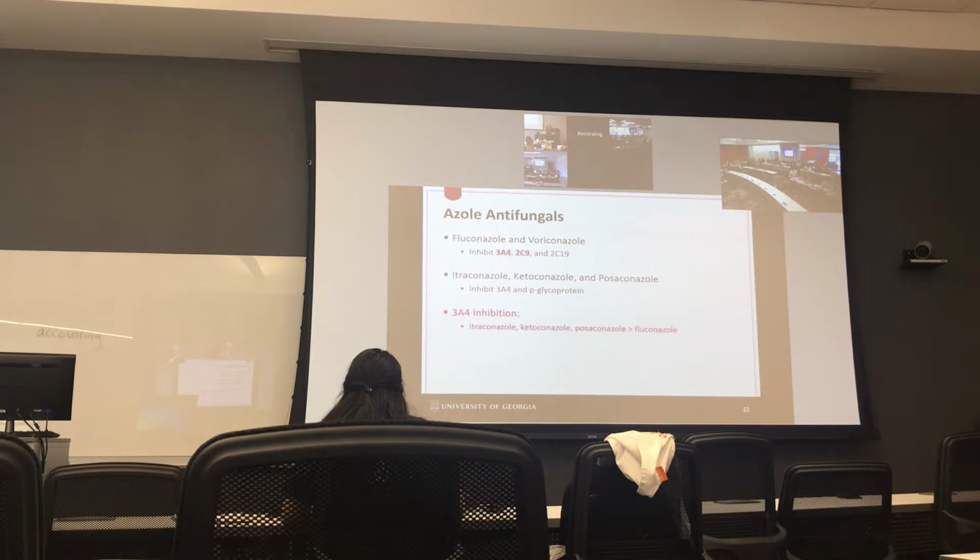All right, so next up are the azoles. And you've seen these probably in almost every class period so far, I would guess, because there are a lot of interactions that we worry about. So all of our azole antifungals inhibit 3A4.